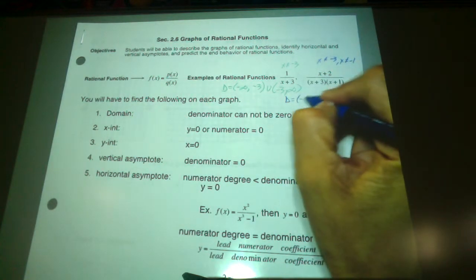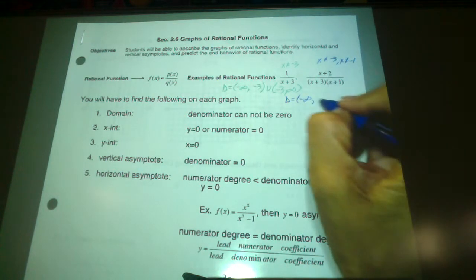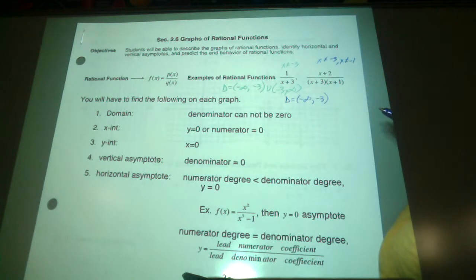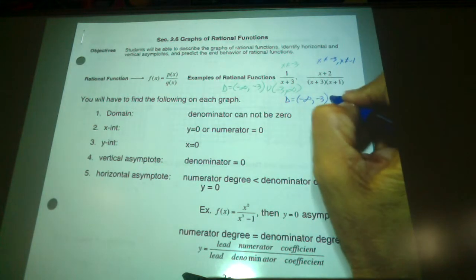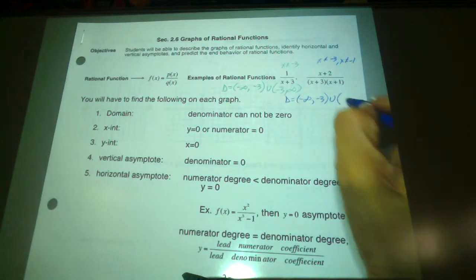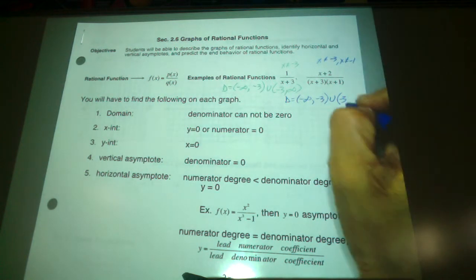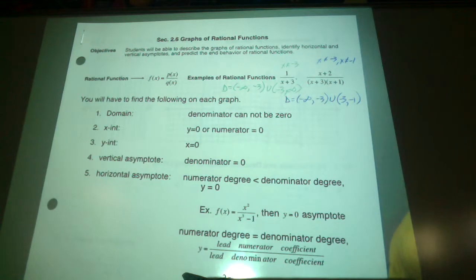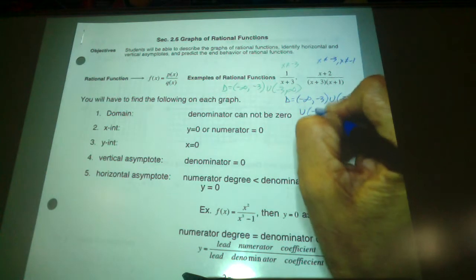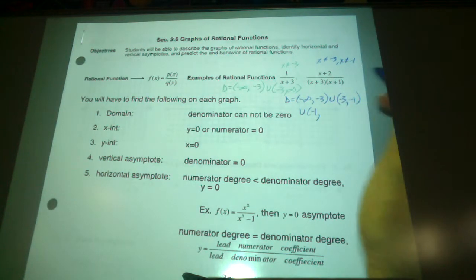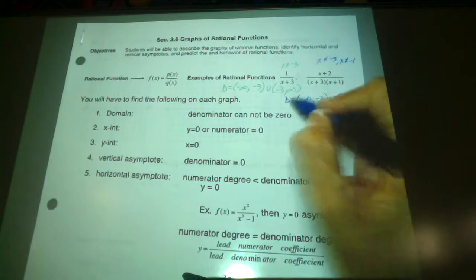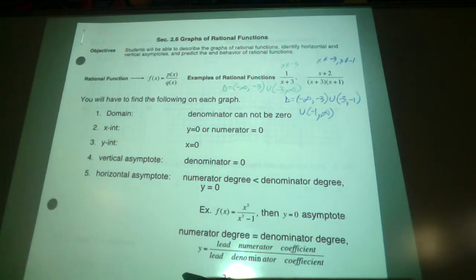is -infinity. I come to that restriction of -3, and I don't want it. So it's parentheses. In union, I must start the next interval with that -3. But I'm going from -3 to -1. So I'm going to close parentheses. And then union, I go from -1, so I have to start that interval with -1. And I go to positive infinity. So the more cuts you have, the more complicated your domain might look. So that's nothing new.